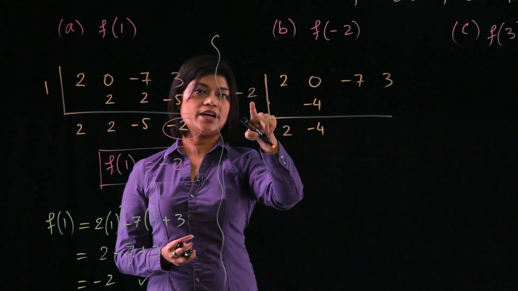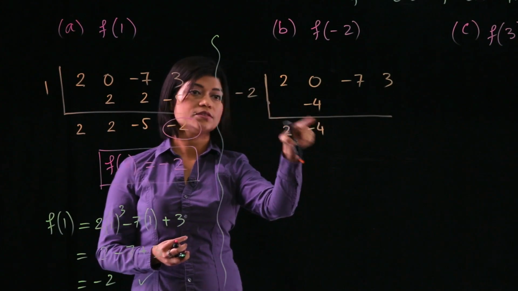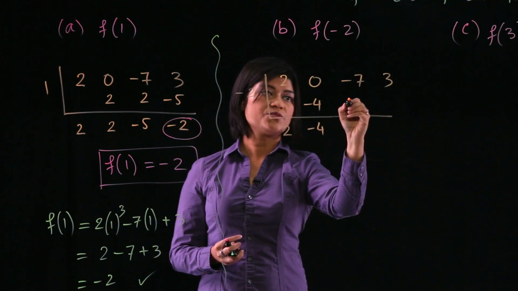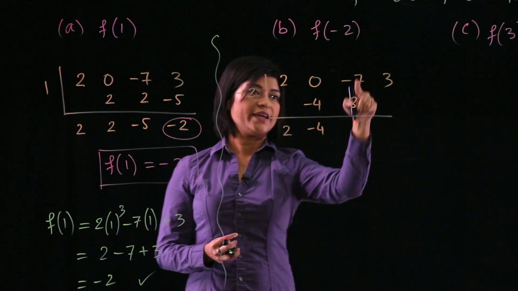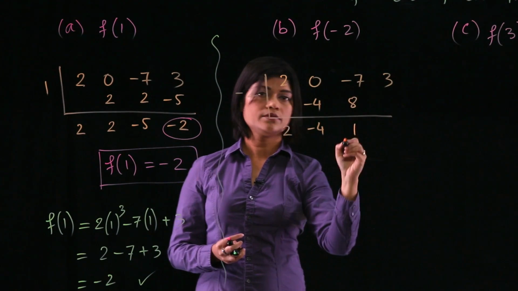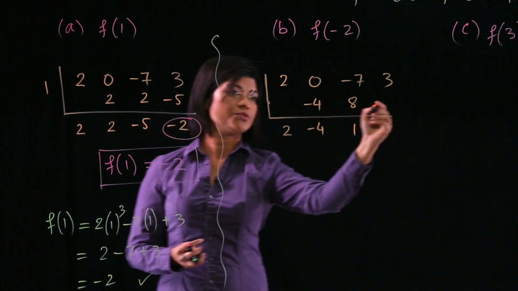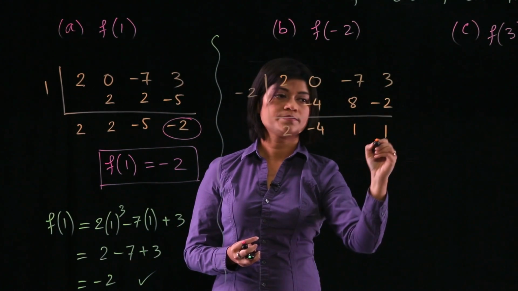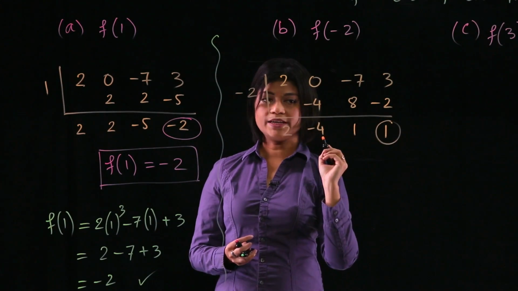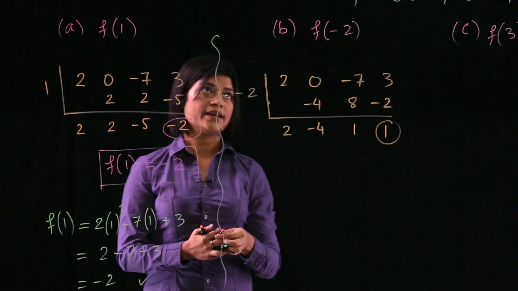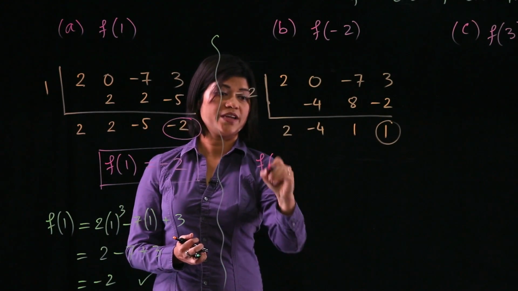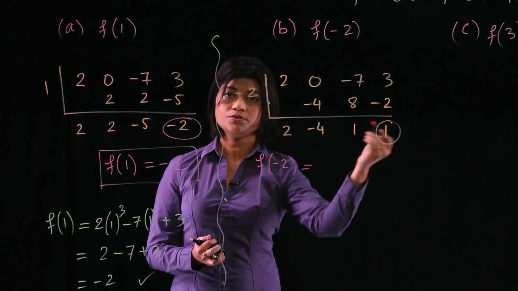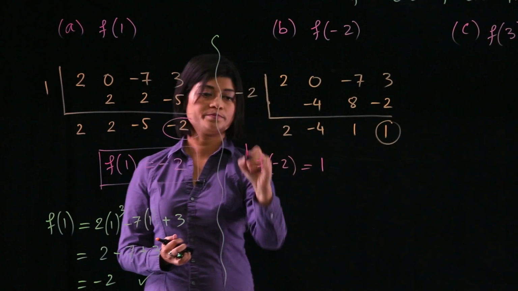The negative 4 times negative 2, be careful, this is positive. 4 times 2 is 8. 8 minus 7, that's 1. 1 times negative 2 is negative 2 plus 3, that's 1. So this is the remainder. Again, that means that f of negative 2 is equal to the remainder, which is 1.